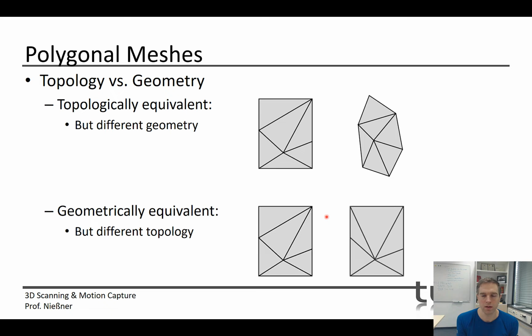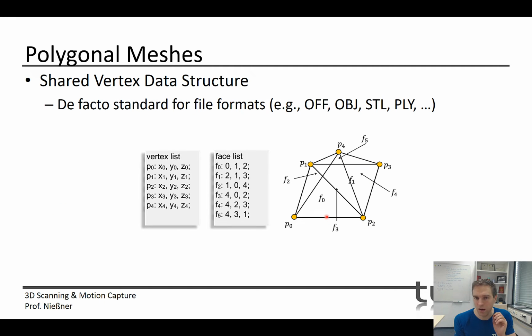Okay, so by no means is that a comprehensive summary right now. Specifically in math, in computational geometry, there's actually a lot of research going on in these directions. I don't want to go into this one right now. What's a little bit more important for us is the practical applications. For instance, how do we even store a polygonal mesh? A very common way to store polygonal meshes is a shared vertex data structure.